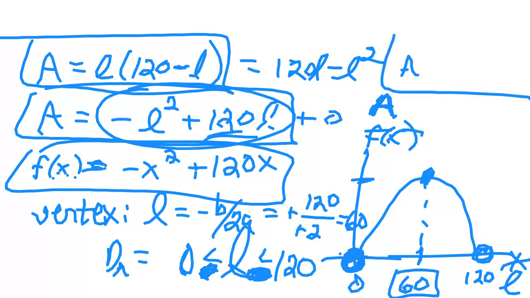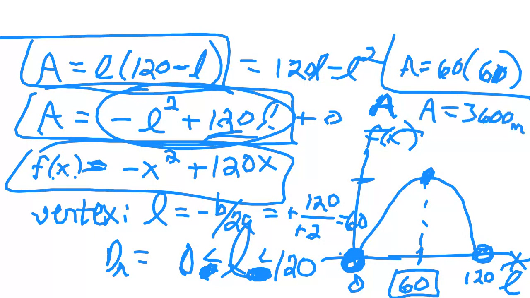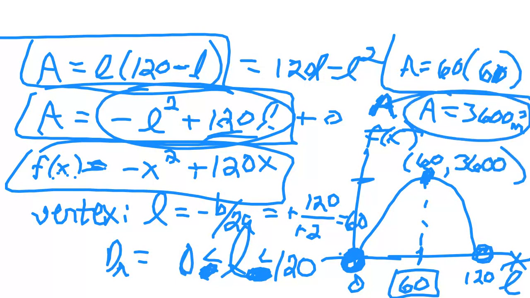So in this case, and I apologize, I'm not able to change colors very easily on this yet until I figure it out. But anyway, it's going to be 60 times 120 minus 60, which is actually 60 times 60, or 60 squared, which is 3,600. 60 times 60. So the area here is going to be 3,600 square meters. So that would be the biggest area. So this ordered pair is over 60, up 3,600. So the answer, 3,600 square meters, would be the biggest area.